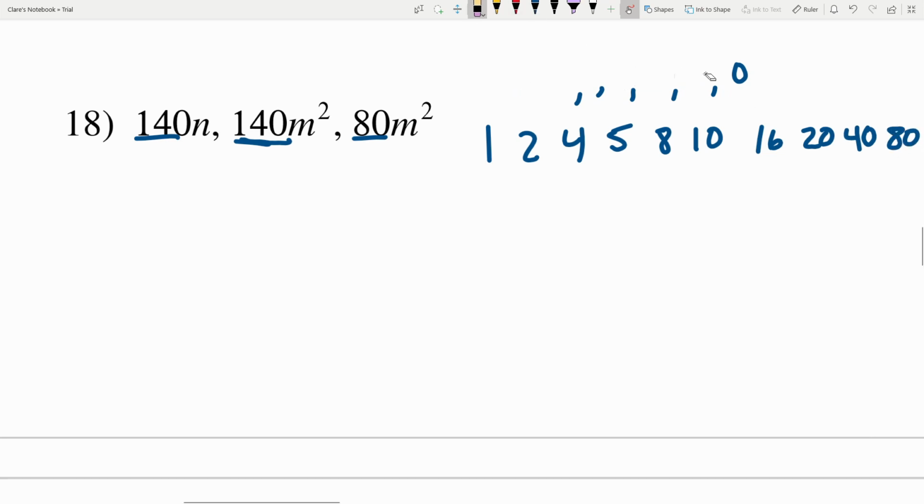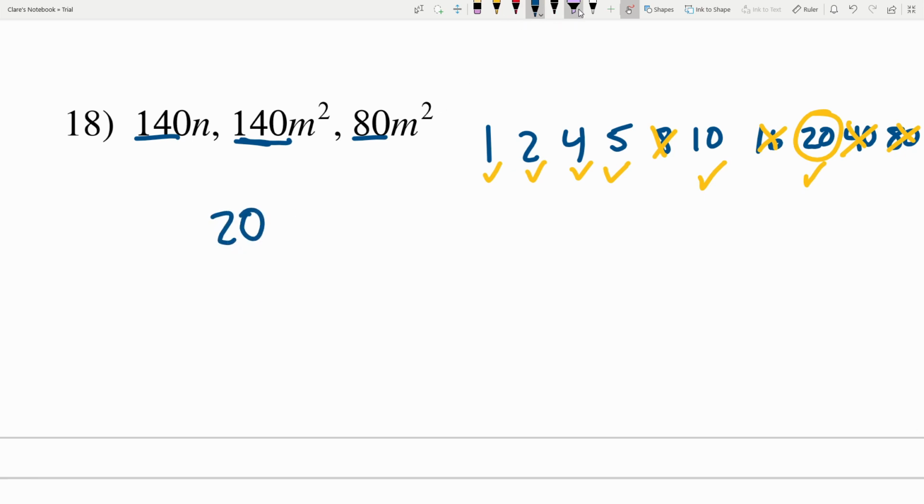So now we just have to ask ourselves, which of these also divides 140? 1 does, 2 does, 4 does, 5 does, 8 does not, 10 does, 16 does not, 20 does, 40 does not, and 80 does not. So 20 is the greatest number that divides both 80 and 140, and therefore also this other 140. So I'll have 20 for my number.